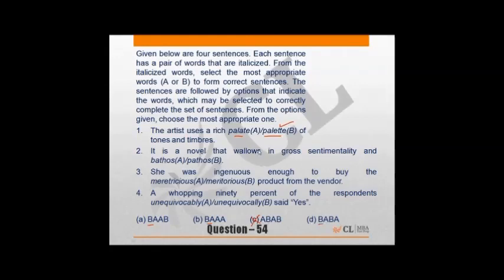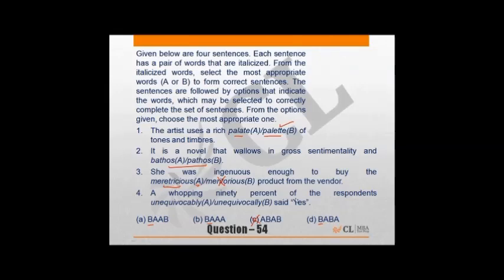Statement 2. It is a novel that wallows in gross sentimentality and bathos or pathos. I was not sure, so I said let me go to the next statement. I know what pathos means, I have an idea of bathos also, but I was not sure. Statement 3. She was ingenuous enough to buy the meretricious or meritorious product from the vendor. Meritorious product does not make sense. Hence the answer has to be A. But since I am not very sure about the meaning of meretricious, I said let me just move on to the fourth statement, and then see if I can get the answer from there.